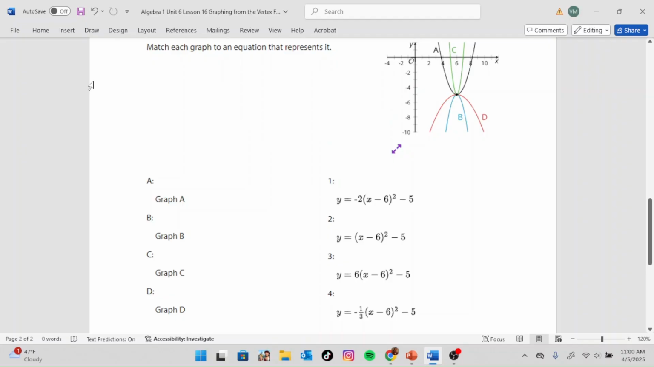Practice problem number 4 is our last problem in this lesson. They've given us a graph in the upper right, and they want us to match each of the 4 different lines with the equation that represents it.